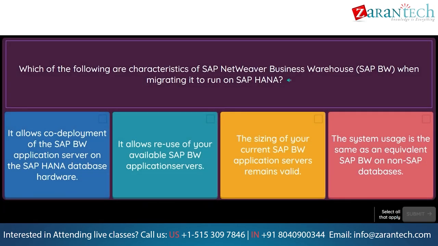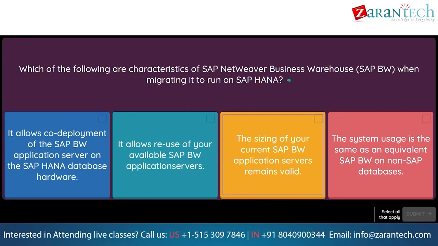Question: Which of the following are characteristics of SAP NetWeaver Business Warehouse, SAP BW, when migrating it to run on SAP HANA? Option 1: it allows co-deployment of the SAP BW application server on the SAP HANA database hardware. Option 2, it allows reuse of your available SAP BW application servers. Option 3, the sizing of your current SAP BW application servers remains valid. Option 4, the system usage is the same as an equivalent SAP BW on non-SAP databases.